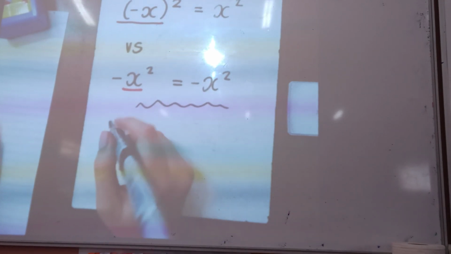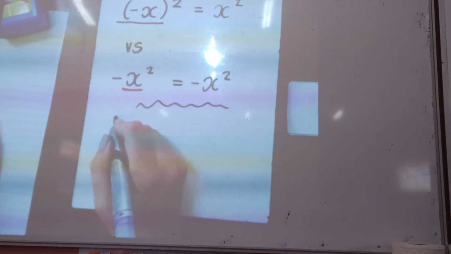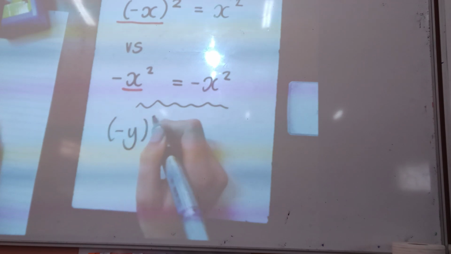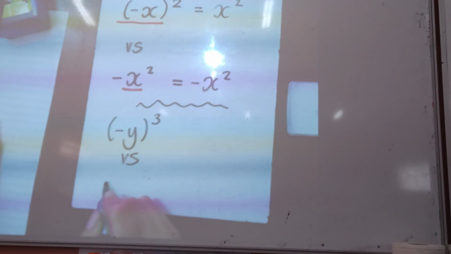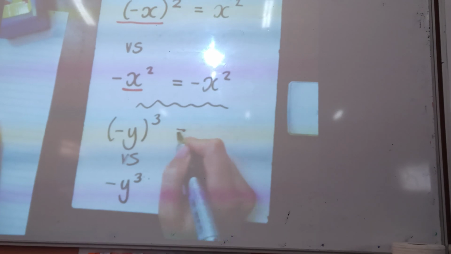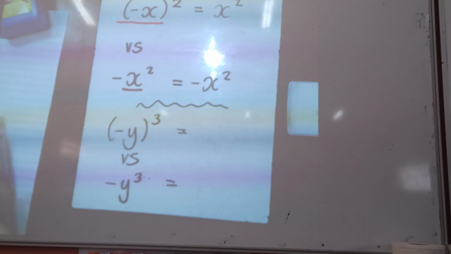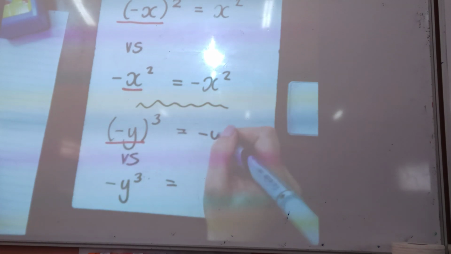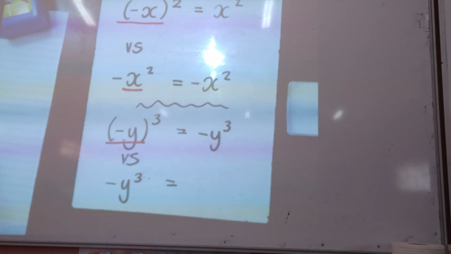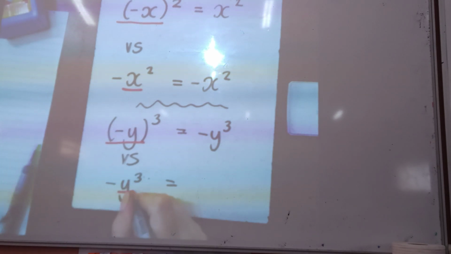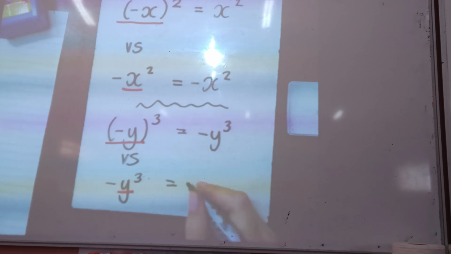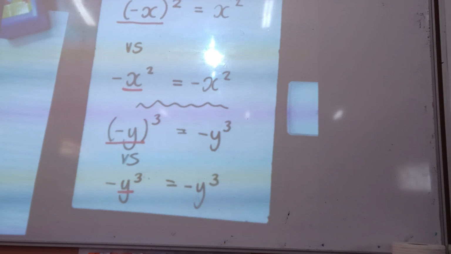Just look here. What would happen here? Negative y cubed versus negative y cubed. What happens when I've got a negative raised to an odd number? It stays negative. So my answer is negative y cubed. You agree? And here, who does the cube belong to? The y. Just the y. So it doesn't even affect the negative. It just stays negative y cubed.